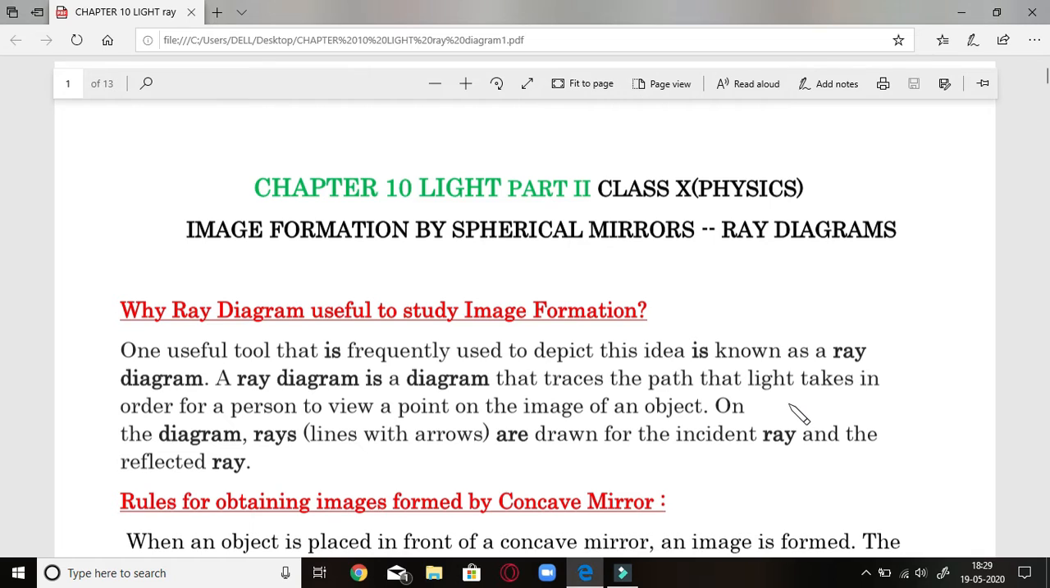Good evening, students. Today we will deal with chapter number 10, part 2, physics, that is light. Earlier I have given part 1 in which I discussed characteristics of plane mirror as well as spherical mirrors in detail.